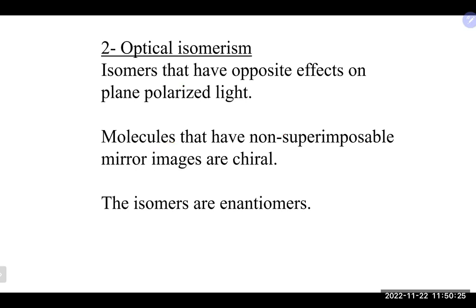Now, optical isomers are isomers that have the opposite effect on plane polarized light. There are a couple of terminologies that we use for stereoisomers and these types of isomers. One is what's referred to as being chiral. If it is a chiral isomer, it means that the mirror image, as it says there, is non-superimposable.